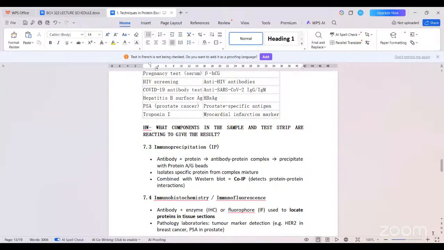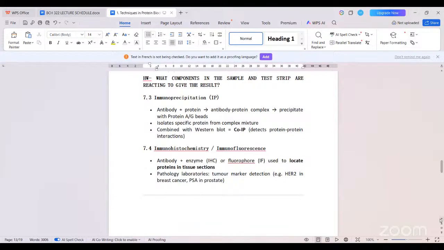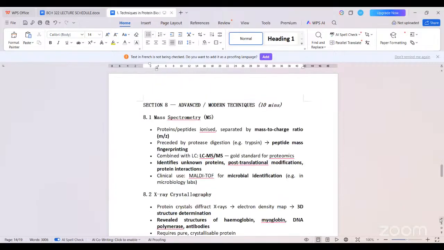Then there's the immunochemistry method, where an antibody is allowed to react with an enzyme. And this is used to locate proteins in tissue. So now, those are some techniques. Now we have the advanced modern techniques. One of the first advanced modern techniques is the use of mass spectrometry.